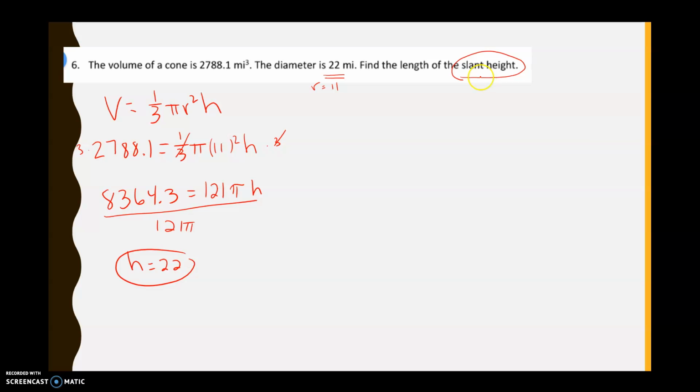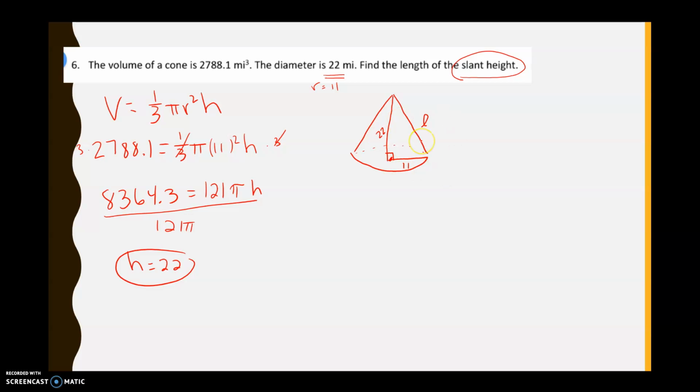My question asks me for my slant height. So I have my cone, and I know that my radius is 11. I want to figure out what my slant height is, which is this guy here. And I just found my height to be 22, and I know it has to be perpendicular with my base.